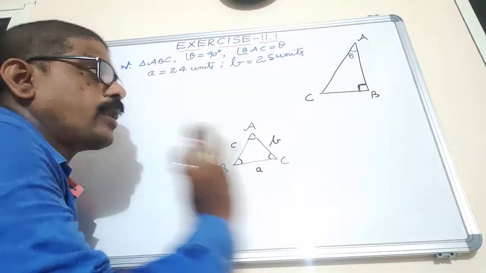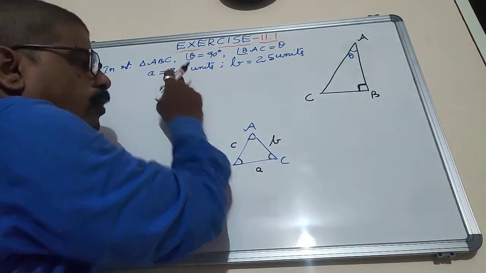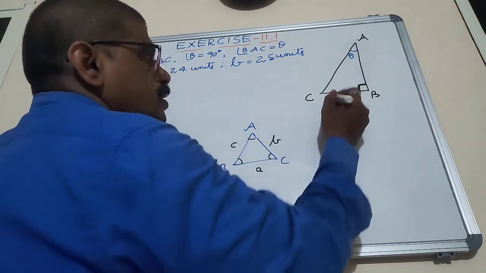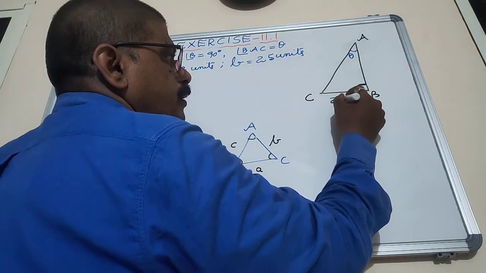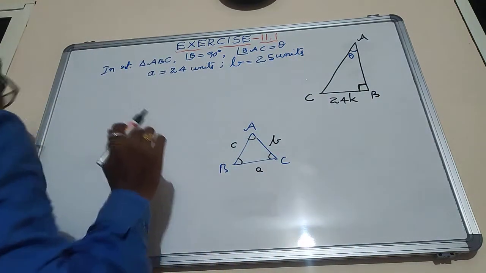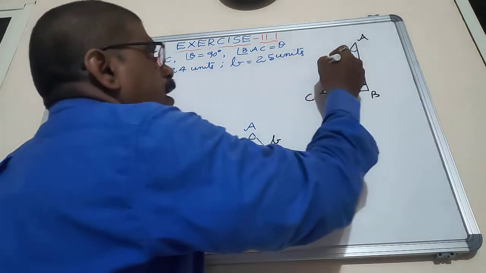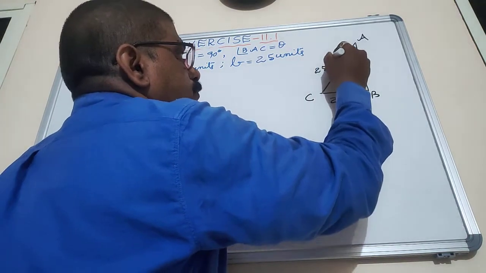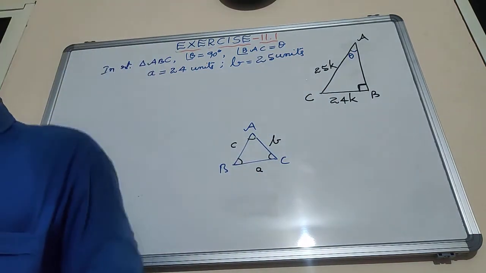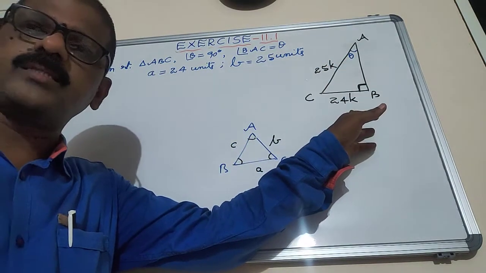Clear all of you? Now similarly, small letter a equals 24, which is BC. That value is 24k, where k means units. b indicates AC, that is 25k. Clear? Now we know that the hypotenuse and one of the sides are known.